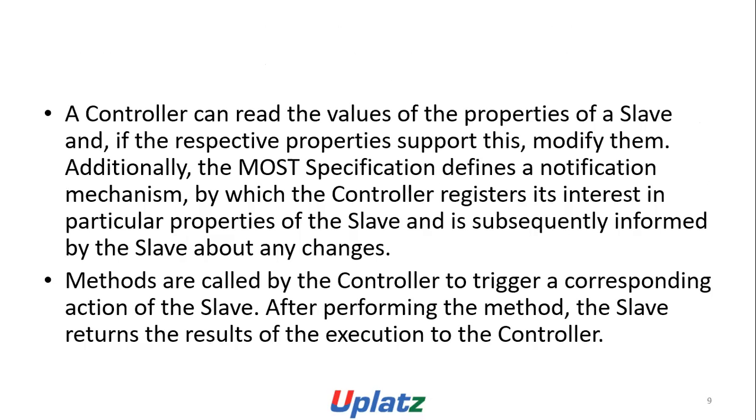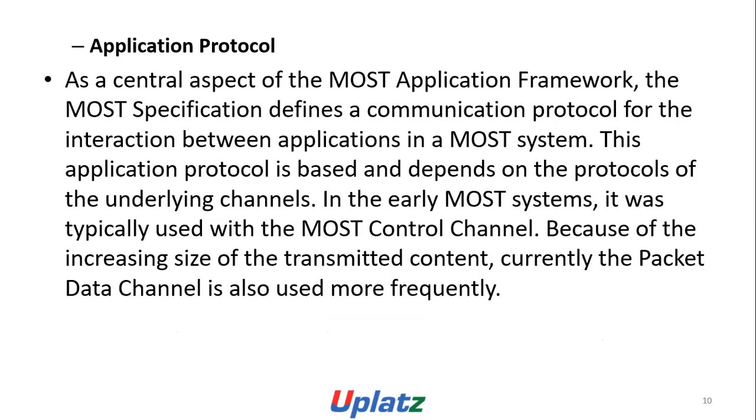A controller can read the values of the properties of a slave, and if the respective properties support this, modify them. Additionally, the MOST specification defines a notification mechanism by which the controller registers its interest in particular properties of the slave and is subsequently informed by the slave about any changes. Methods are called by the controller to trigger a corresponding action of the slave. After performing the method, the slave returns the result of the execution to the controller.